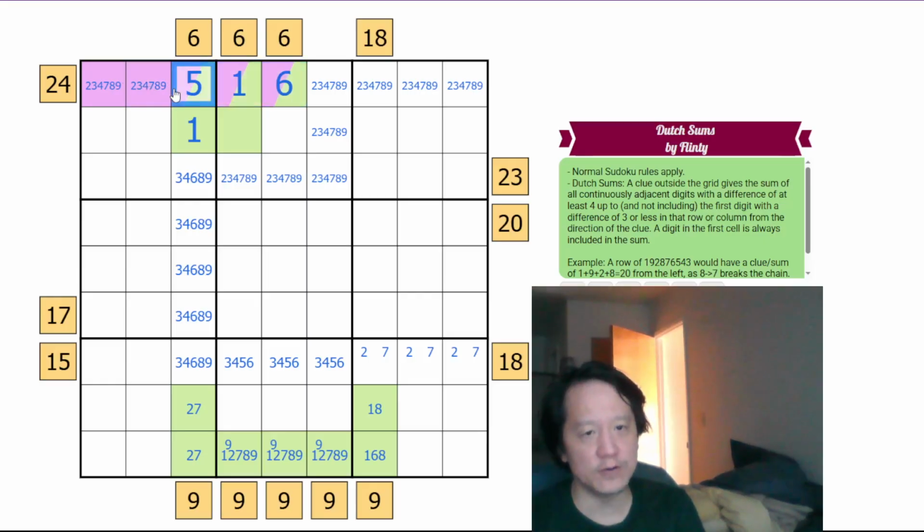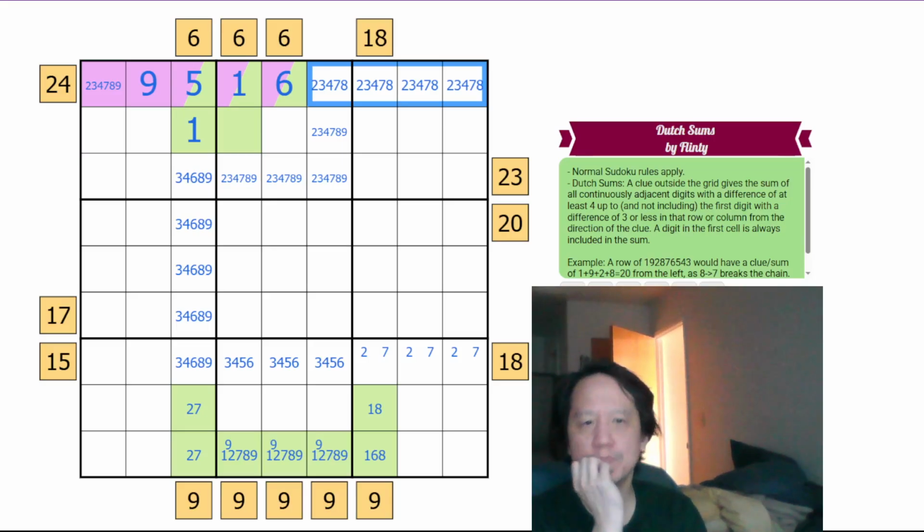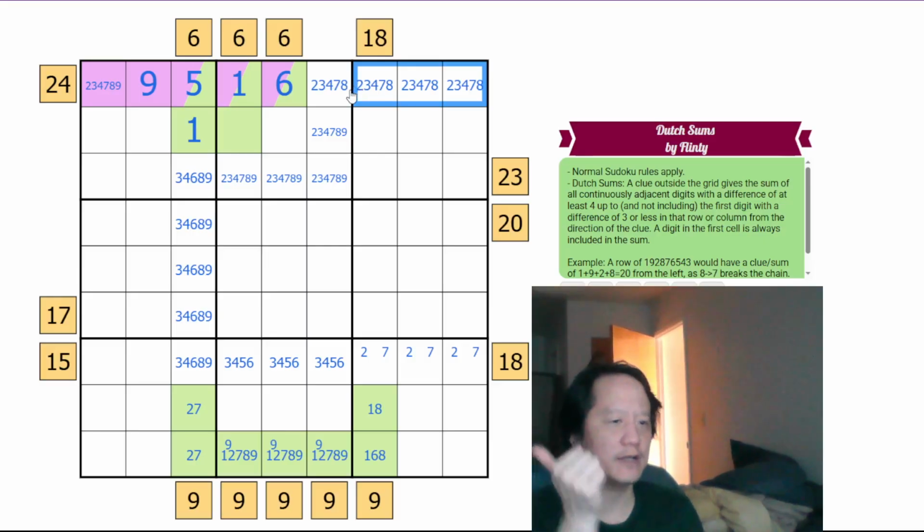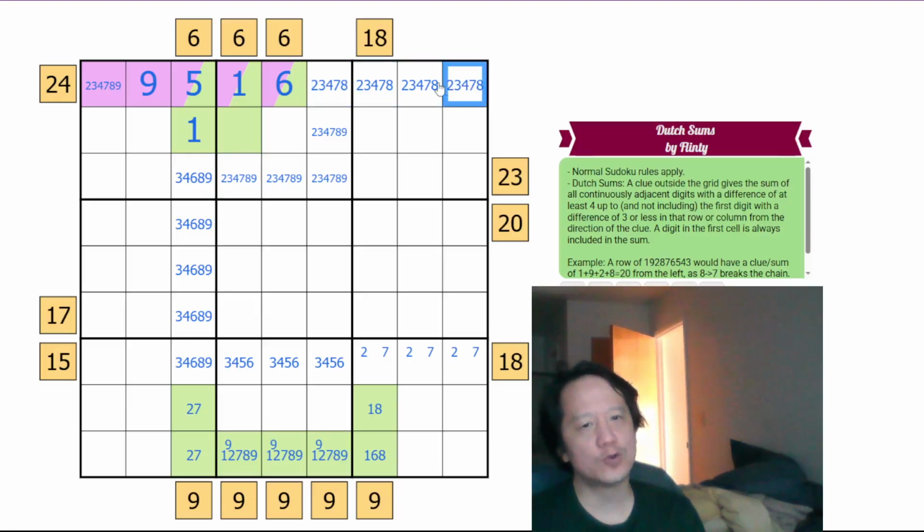So this 5 can only be next to 9 for it to be valid for the Dutch sum. So that's 9. And this must add up to 24. That means the remaining 4 or remaining 3 digits have to add up to 21 without 9 and without 6. So that's not going to ever be 3 digits. It must be 4 digits. So these 4 digits must add up to 21.